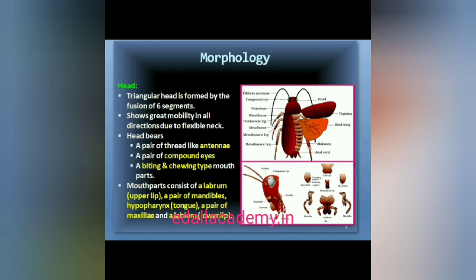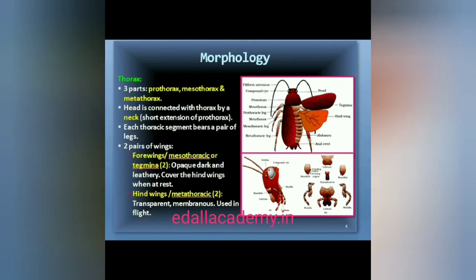The anterior end of the head bears appendages forming biting and chewing type of mouth parts. The mouth parts consist of a labrum, upper lip, a pair of mandibles, a pair of maxillae and a labium, lower lip. A median flexible lobe, acting as tongue, the hypopharynx, lies within the cavity enclosed by the mouth parts.